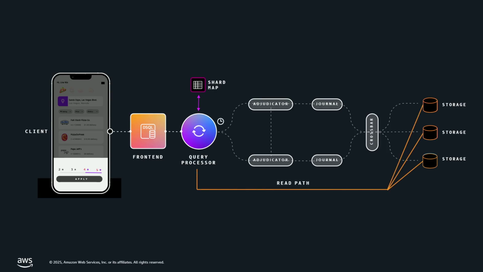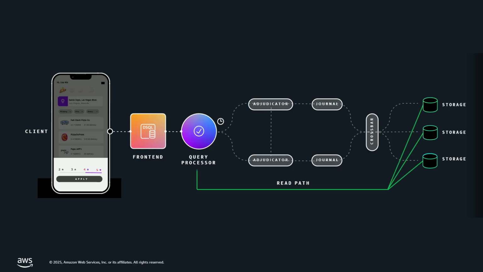The storage is automatically, and what's important, transparently to you, partitioned according to the database key. That's why the query processor consults the shard map to understand in which storage node your data is located. And because this is a read-only transaction, the query processor doesn't need to follow the writer path. It doesn't need to go through the adjudicator or journal. It can go straight to the storage to retrieve your data.